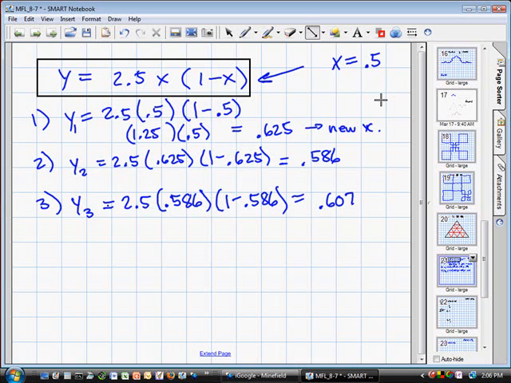And here's the deal. To begin with, and you will always be told this, we're going to give you a starting point for x. The starting point in this problem is x equals 0.5. Okay, so in our first iteration, we're going to plug in 0.5 for x. We do that right here. I call this y1 because this is our iteration number 1. 2.5, there it is, plug in the x, times the quantity 1 minus, and there it is again, the x.